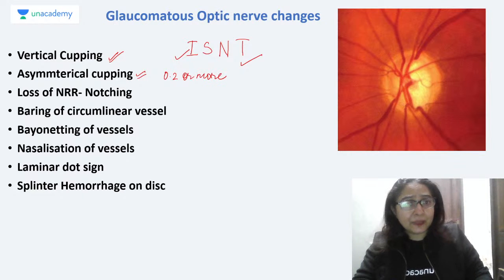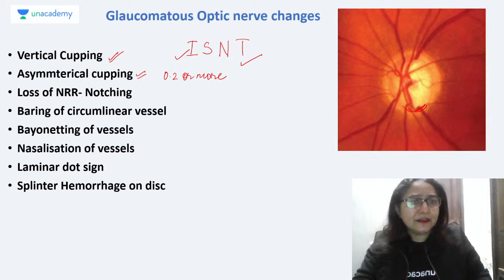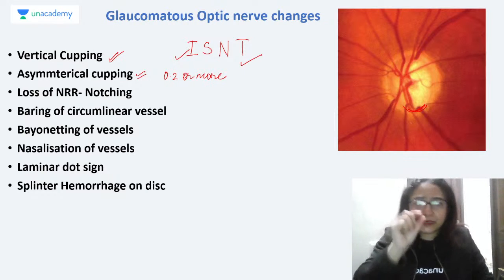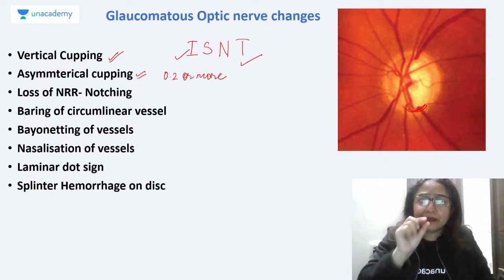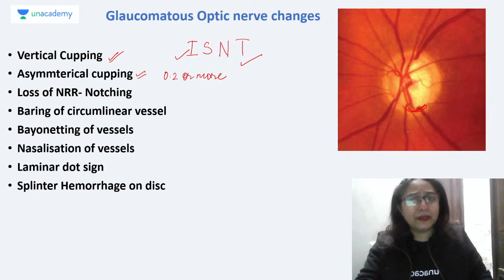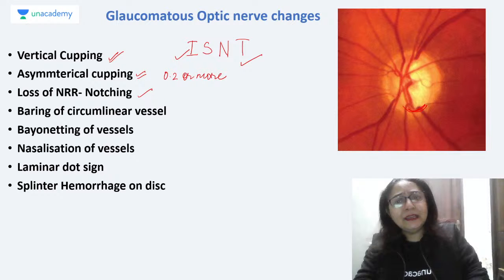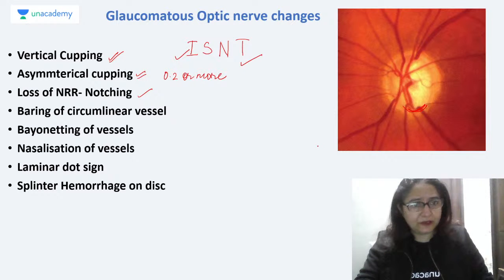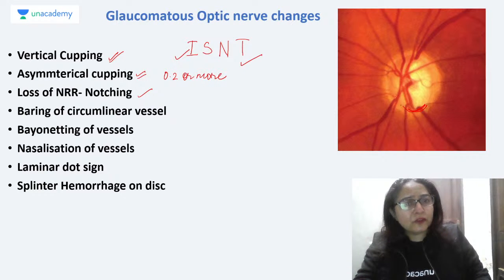And then, as our MCQ was asking, the neuroretinal notching. Notching means the localized loss, that at a particular point there is localized loss of the nerve fiber layer. This is again highly characteristic of glaucomatous optic nerve damage. Now, as the loss of the nerve fiber rim occurs, many changes are seen in the optic disc. Okay, so what are these changes?